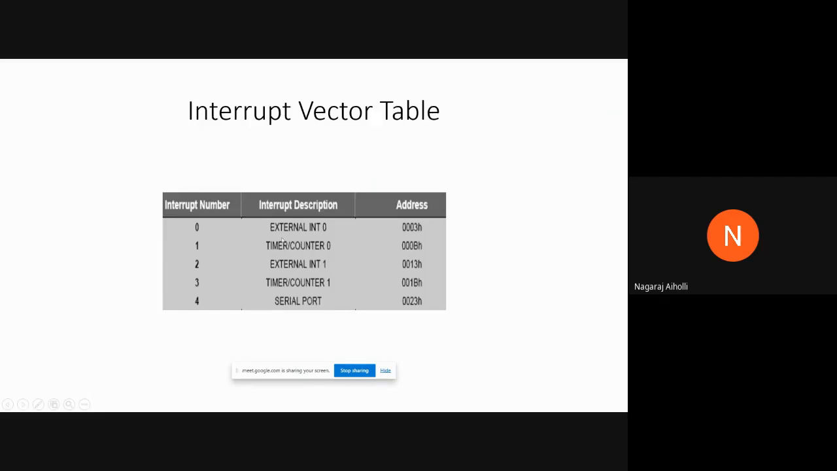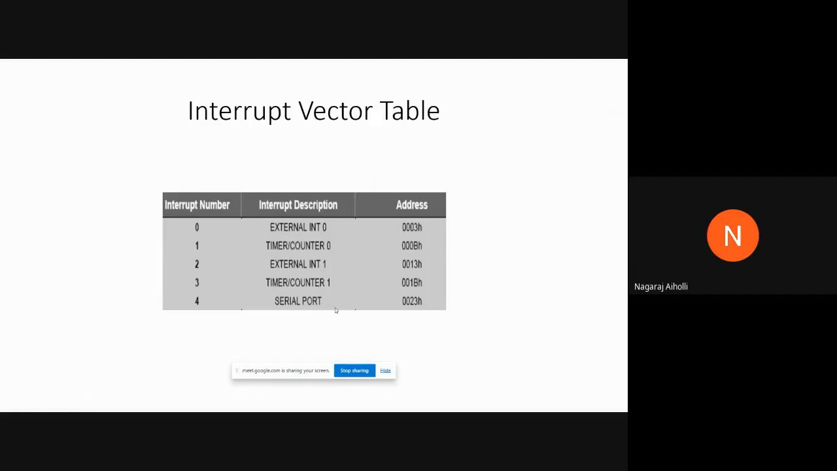Okay, here we have 5 interrupts altogether: external interrupt 0, timer/counter 0 interrupt, external interrupt 1, then the fourth one is timer/counter 1 interrupt, and the fifth one is the serial port interrupt.